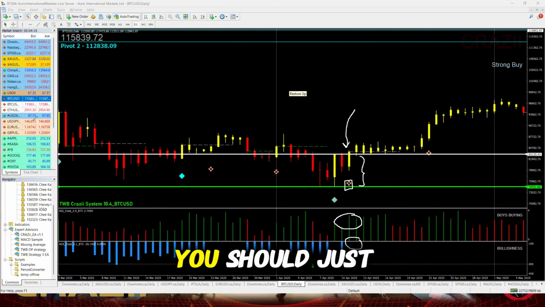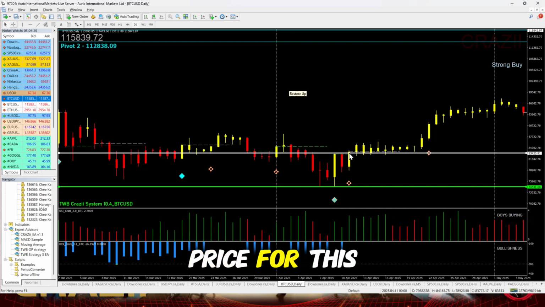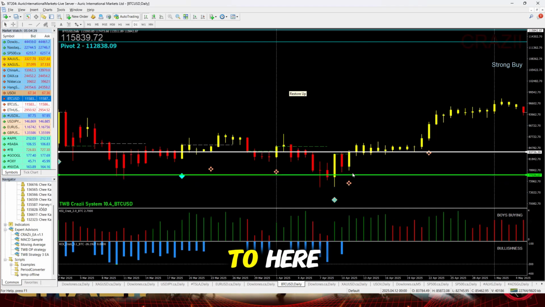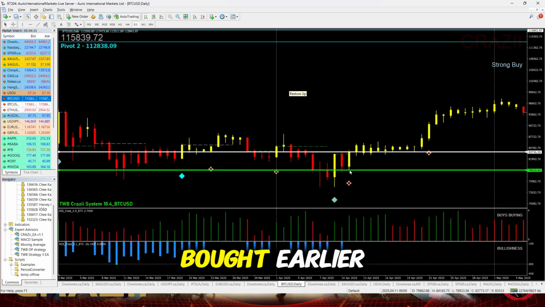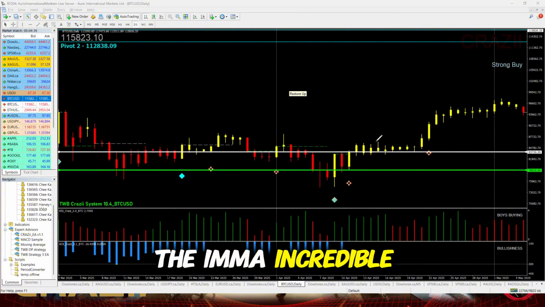So what should you do? You should just do a very simple shift. From the white line here, you shift it to the closing price for this candle, and then your stop loss shifts from here to here. Which means that those who bought earlier, your stop loss has shifted higher, so you have a lower risk.